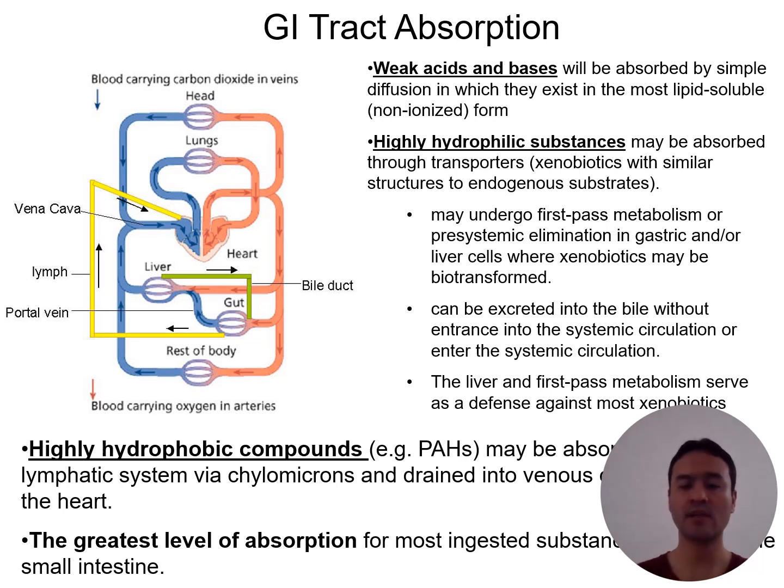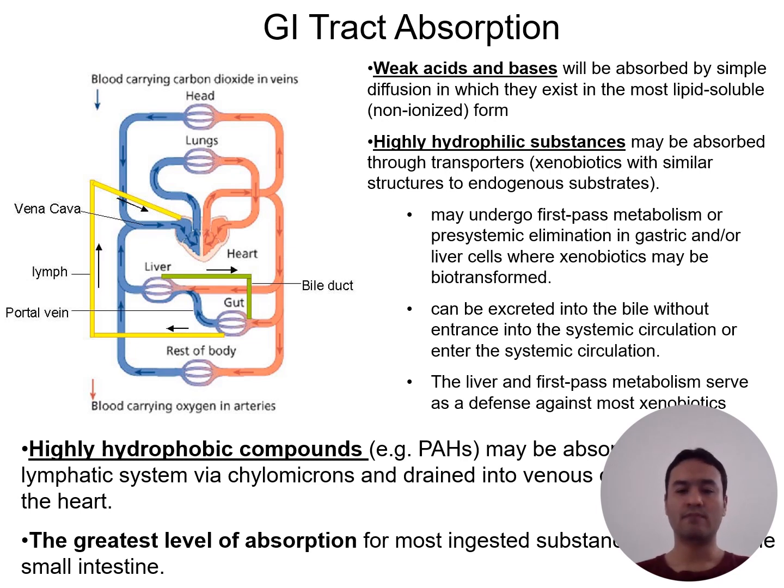Acids and bases will be absorbed by simple diffusion, in their most lipid soluble form. Highly hydrophilic substances may be absorbed through transporters. Okay, xenobiotics with similar structure to the endogenous substrate. It may undergo first pass metabolism or pre-systemic elimination in gastric or liver cells. Like I told you earlier, the metabolism usually happens in the liver, but it can also go through some sort of metabolism in the first place where it is being absorbed.